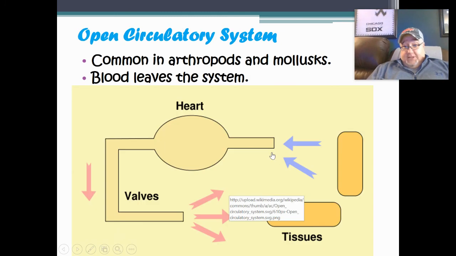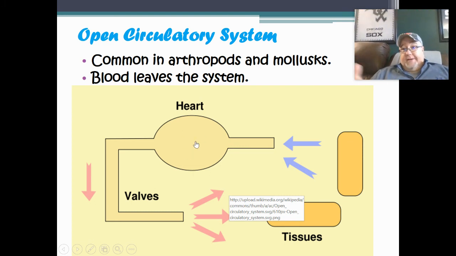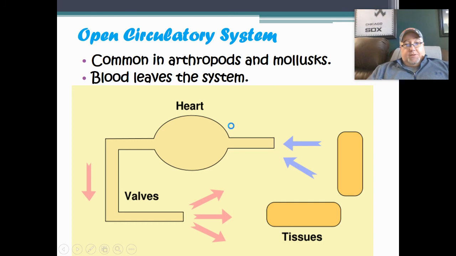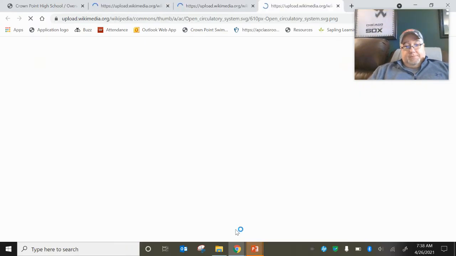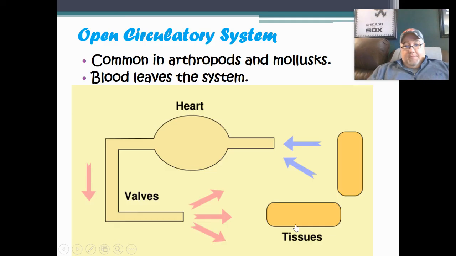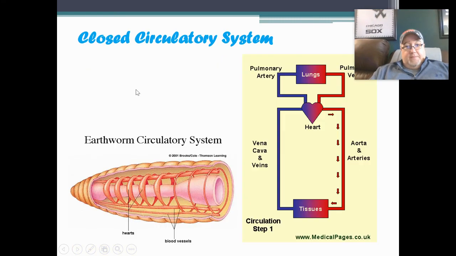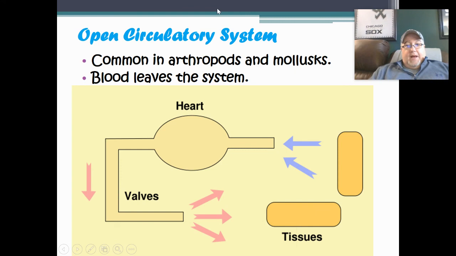In an open system, for example, let's say this simple picture here. This is the heart. Let's say this is in some type of worm, for example. Earthworms have this. Oops, sorry, my PowerPoint got messed up there a little bit. There we go. I'm sorry.